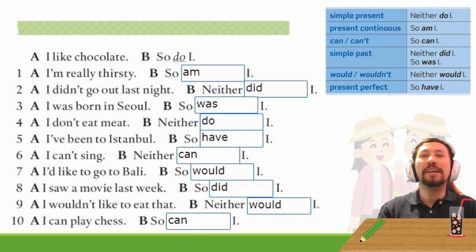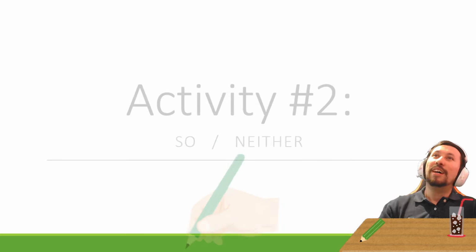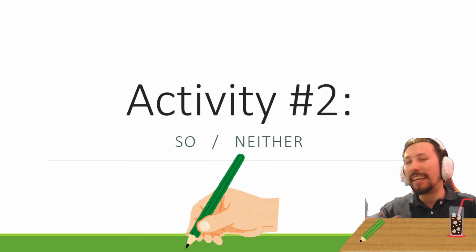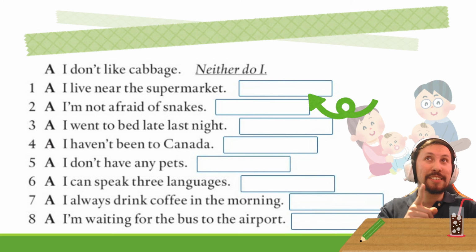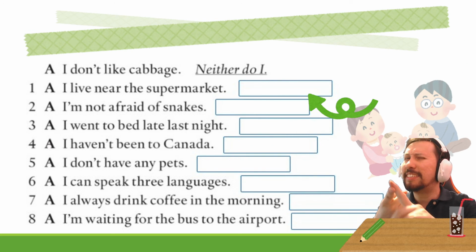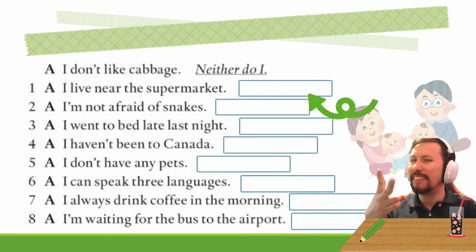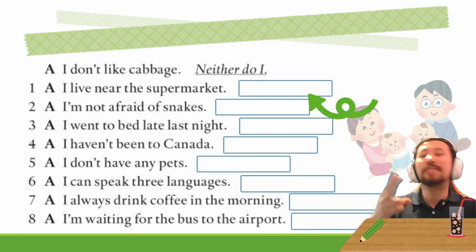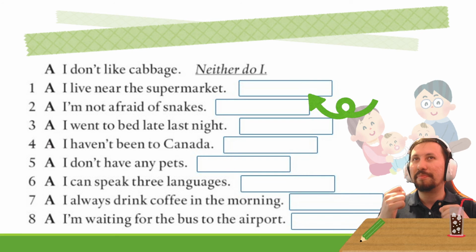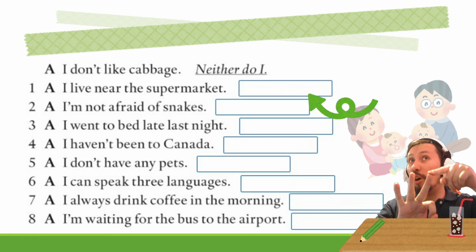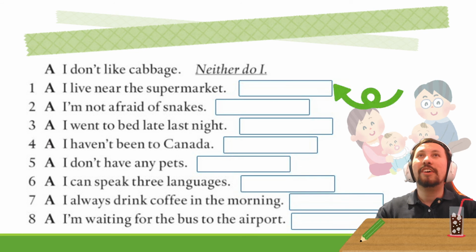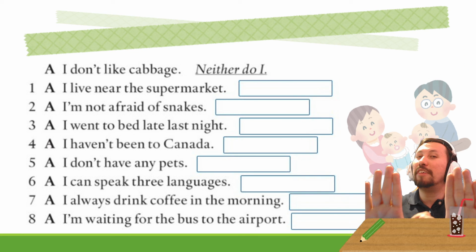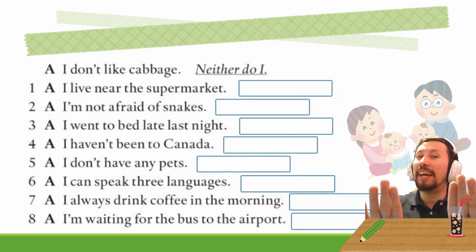So let me show you a second activity. The second activity is the same again, but now you have to complete with the full phrase. You have to decide, is it so or neither? And then you have to complete with the correct auxiliary. And finally, I. So you have to write 3 words. So or neither, an auxiliary, and then I. Okay, please pause the video now, do the activity on your own, and then unpause.